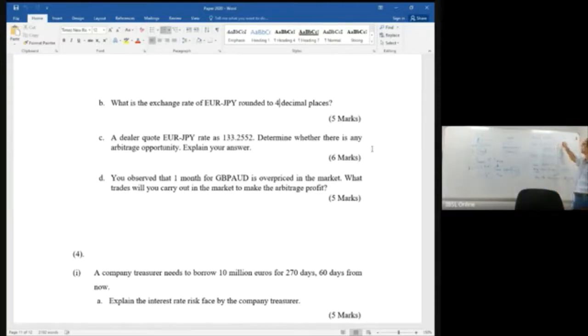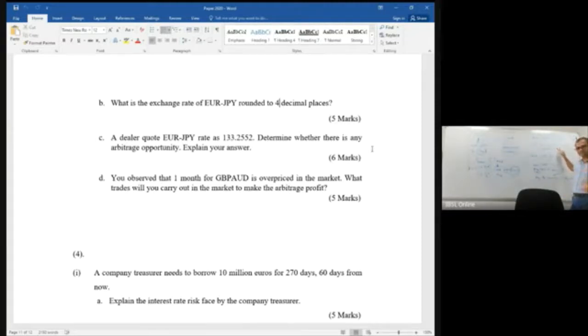Borrow AUD for 1 month. So you borrow Australian dollar today. Now you have Australian dollar. What do you do? You don't keep it. You sell that Australian dollar against GBP, or in other words, you buy GBP against Australian dollar on the spot market. So then you sell AUD and buy GBP in the spot market.